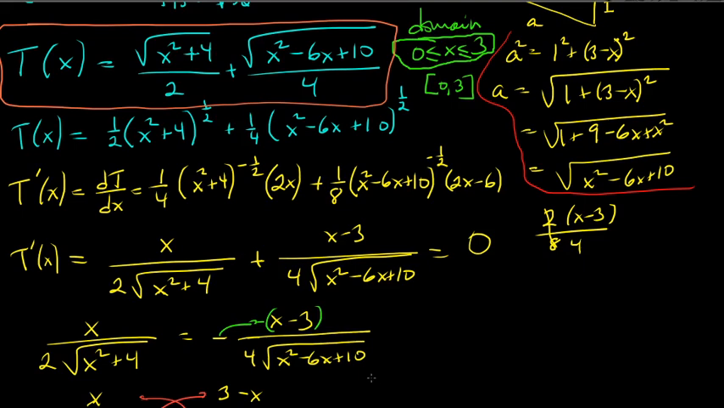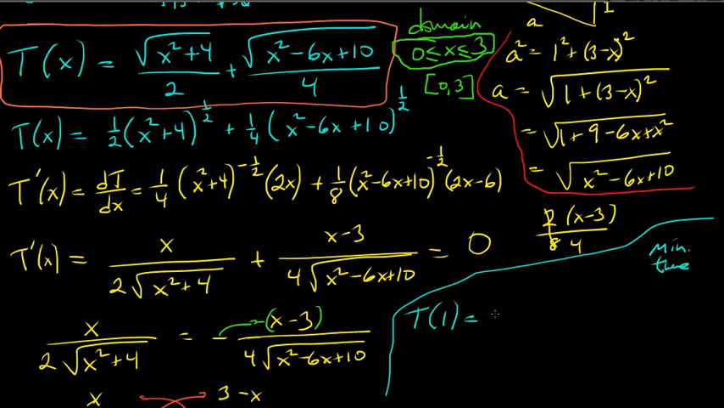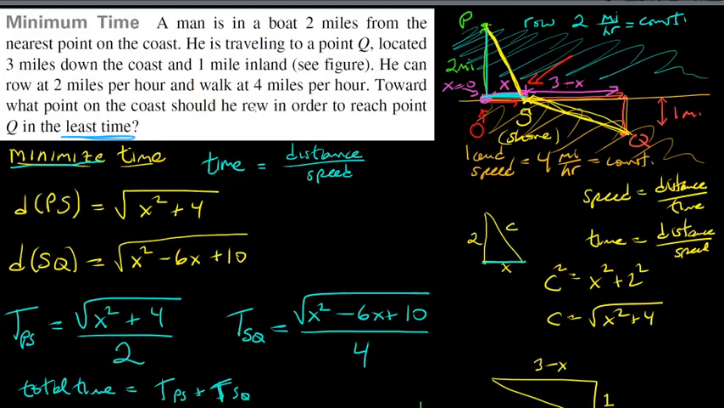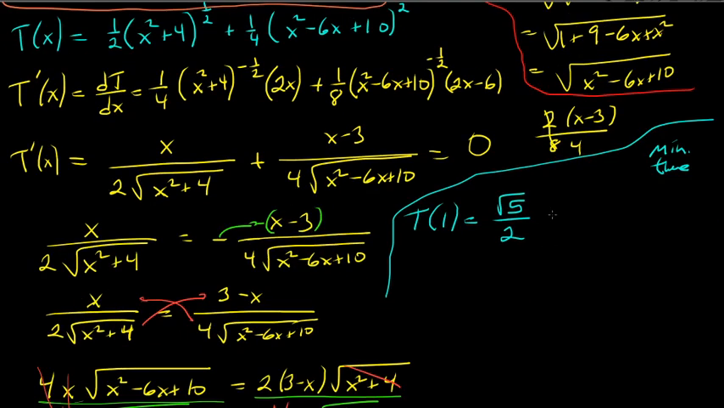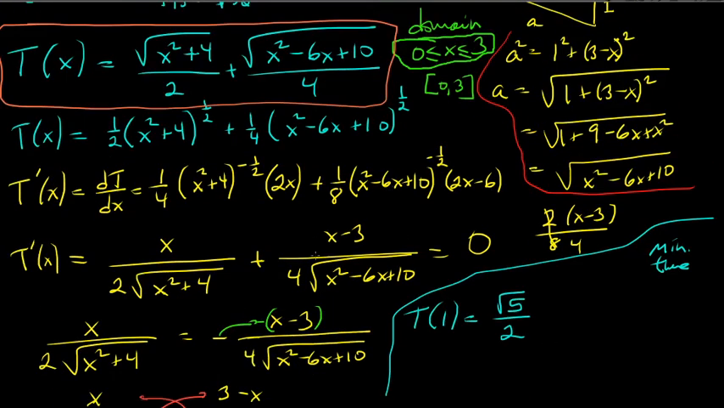So I'm running out of space. Can I squeeze that in here? So this is going to be the minimum time. Plug in x equals 1, and we get square root of 5 again. That's the distance divided by the speed, so that's the time in hours. Right, miles per hour. And then plus, let's see, so square root of 1 minus 6, negative 5, plus 10 is positive 5, so square root of 5. But this is over 4. Okay, so this will be 3 times the square root of 5 over 4 hours.